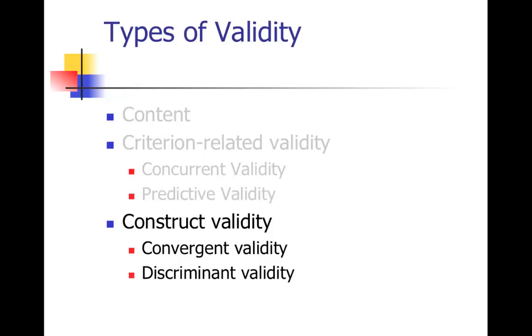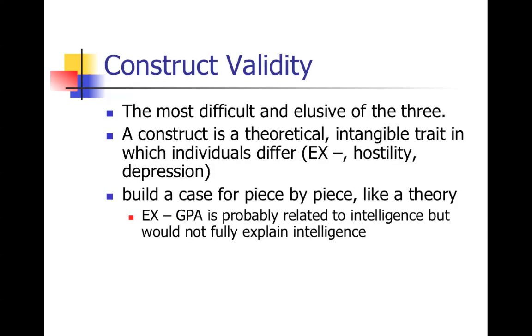The third type of validity is construct validity. This is the most difficult to understand, to really explain. A construct is a theoretical, intangible trait, and so this is like building a theory for validity. We have to do it piece by piece. We build it over time. We pull in information about reliability and about validity. Other types of validity, like content validity and criterion validity, may go towards the construct validity.